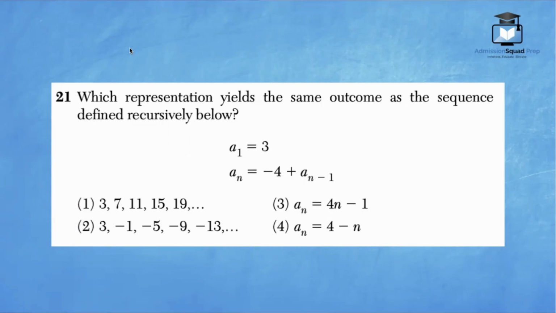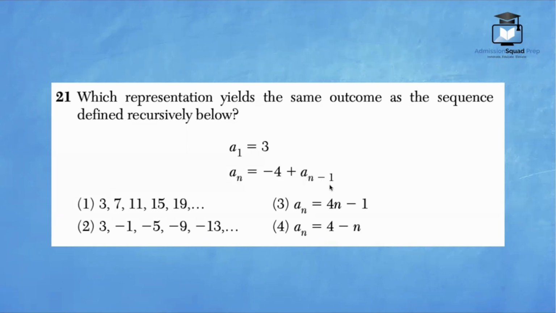Let's get started. For 21, it says, which representation yields the same outcome as the sequence defined recursively below? Remember, a recursive function will always start off with the initial value. So here, we have the initial value, a sub 1 equals 3, and every subsequent value is going to be based on the preceding number. So a sub n is going to be equal to -4 plus a sub n minus 1.